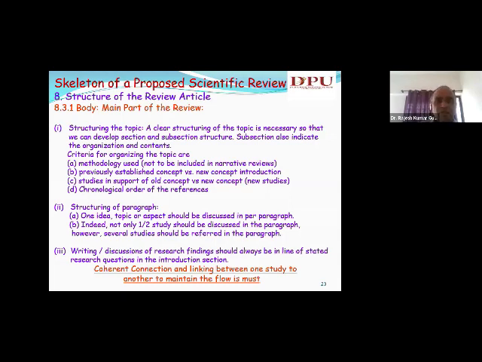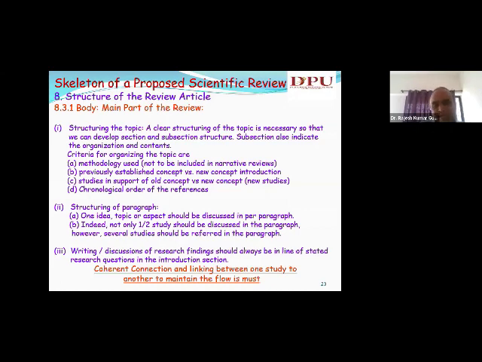So we also have to see what the studies are in support of the old concept versus the new concept, how successful this concept is, and what the chronological order of the references is. So we have to structure all of this further. Normally when we start, we discuss only one thing. We have to completely structure the whole review article so that we end up with a proper future perspective and conclusion.